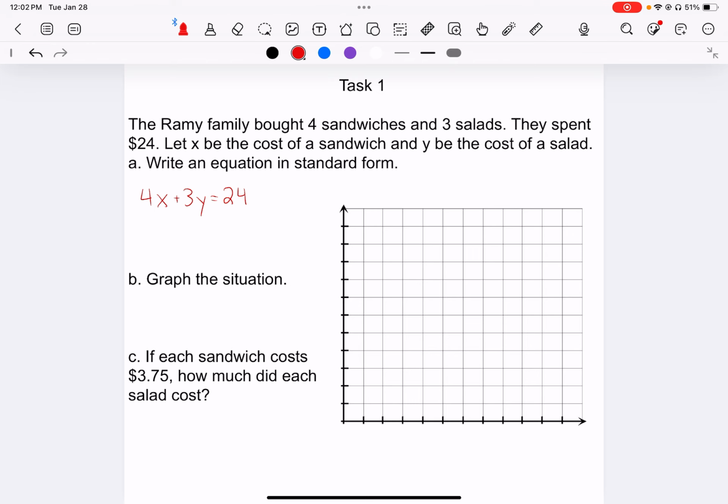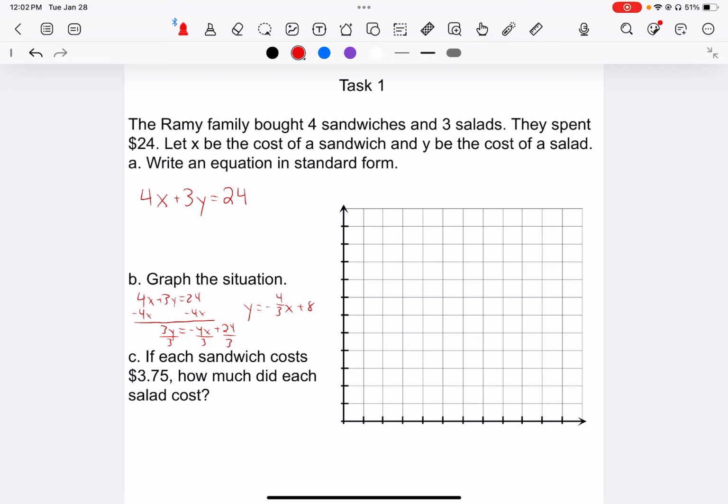Now I have to graph this. In order to graph it, I'm going to turn it into slope-intercept form. So first thing I'm going to do to get y by itself is I'm going to subtract 4x from each side. I'm left with 3y equals negative 4x plus 24. Now I'm going to divide each term by 3 to get y equals negative 4/3 x plus 8. Now to graph it, it's only the first quadrant because I only have positive numbers. We can't have a negative price.